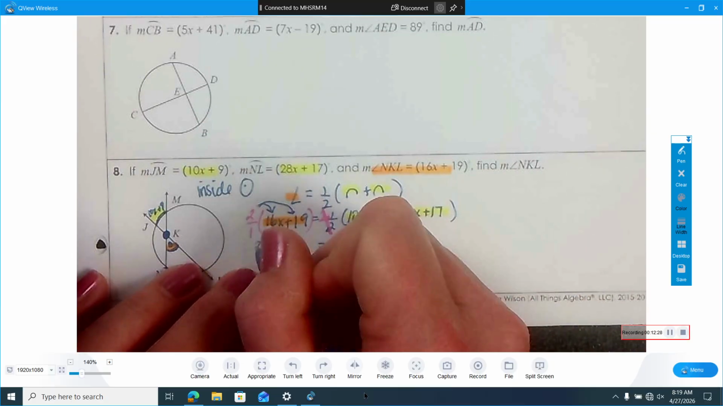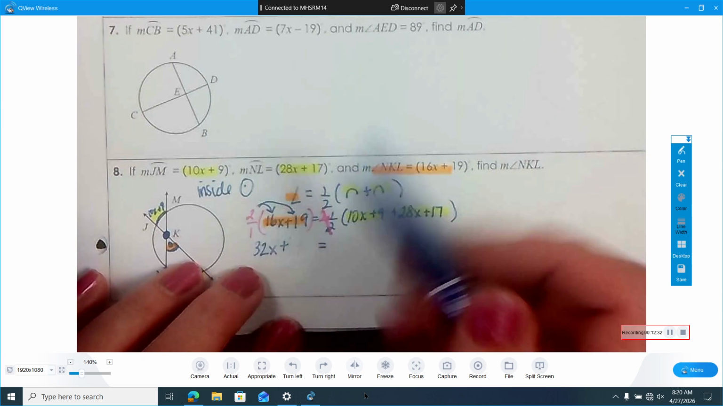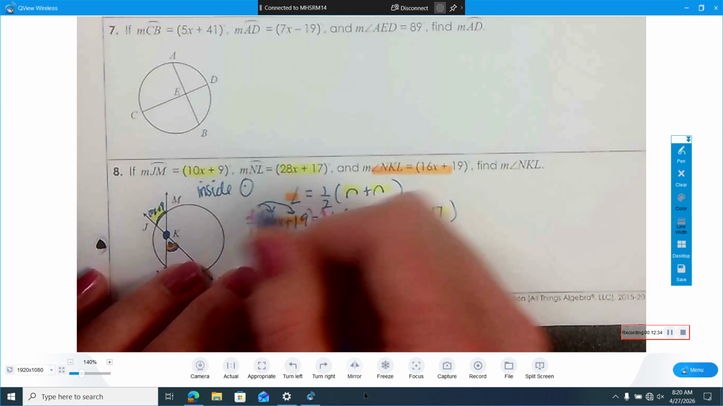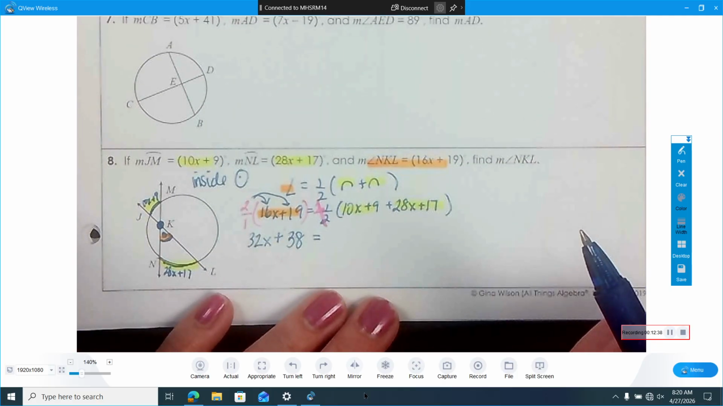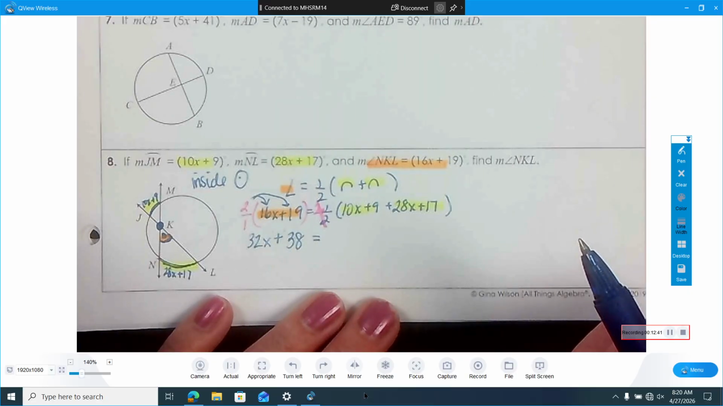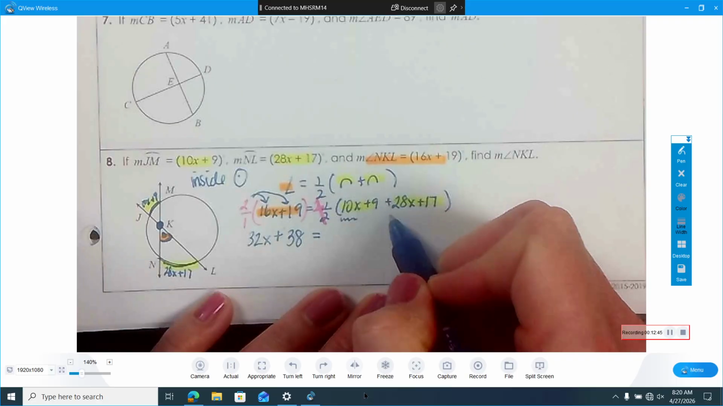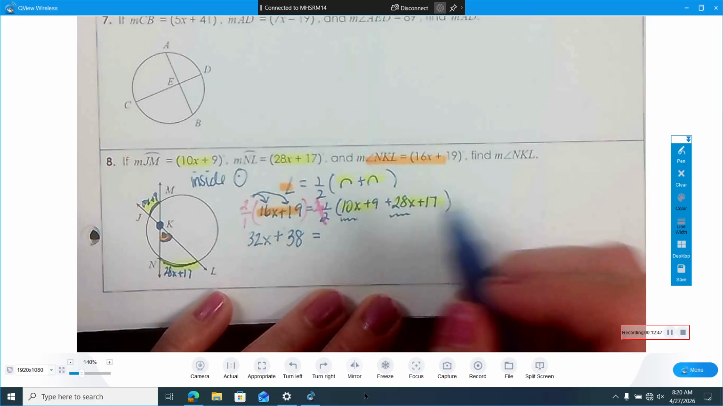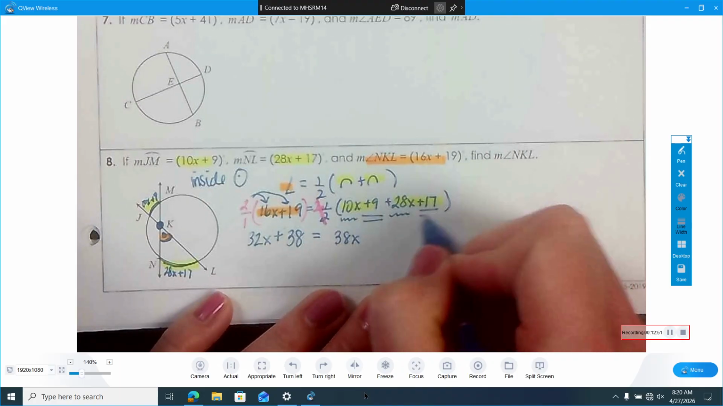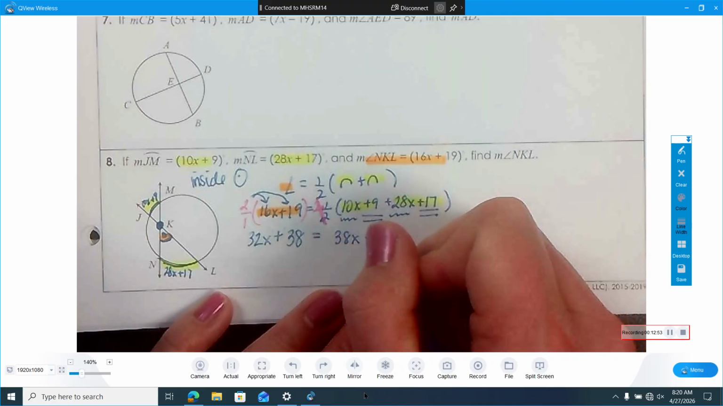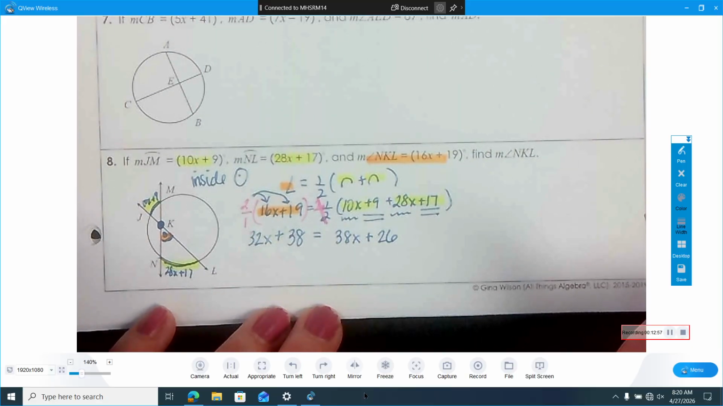2 times 16 is 32. I was like, we shouldn't be getting fractions, right? Because we're multiplying by 2. That's so silly. Okay, so then 2 times 19 is 38. That's so much better. And then we can combine like terms over here. 10x's plus 28x's is 38x's, and 9 and 17 is 26. All right, what should we do next?